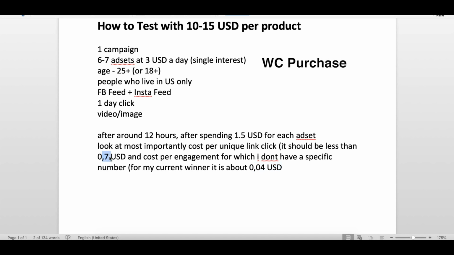Like if they're very cheap, like 40 cents or 50 cents, and you have cheap cost per engagement, and no sales, then you can keep it running for the next 1 to 2 days. It really depends. And if you're getting sales on the first day, then that is a really good sign, and you should increase the budget from $3 to $10.